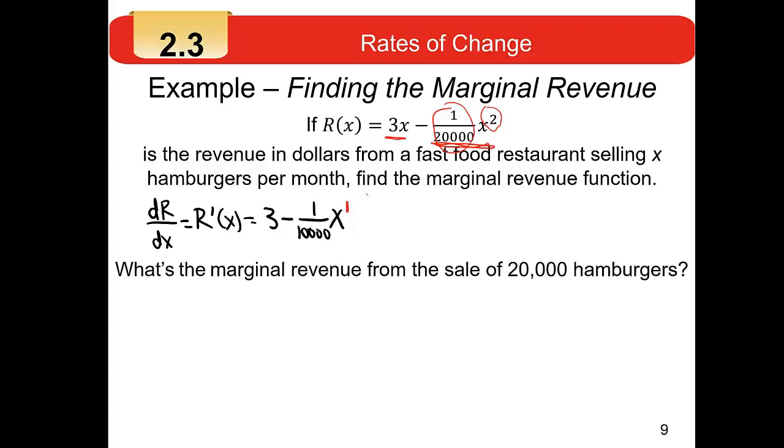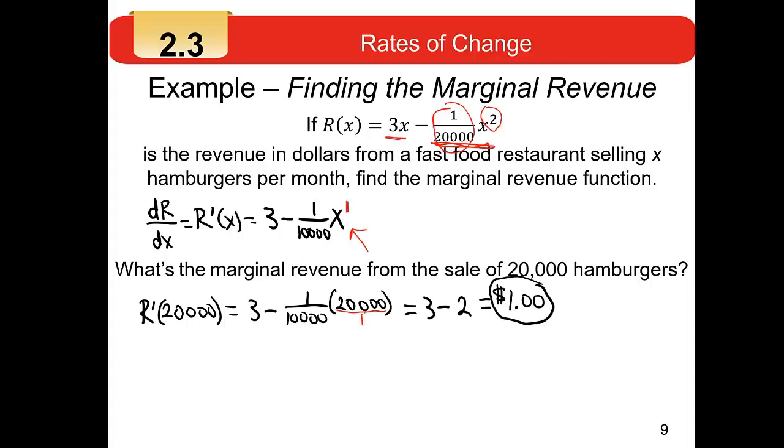Second part, what's the marginal revenue from the sale of 20,000 hamburgers? Well, X is the number of hamburgers, so you simply plug 20,000 in for X. Luckily, remember 20,000 is like 20,000 over 1, so you end up with 20,000 over 10,000 in that second term. Well, 20,000 over 10,000 happens just to be 2, so you get 3 minus 2, which is 1. So the marginal revenue from the sale of 20,000 hamburgers is $1.